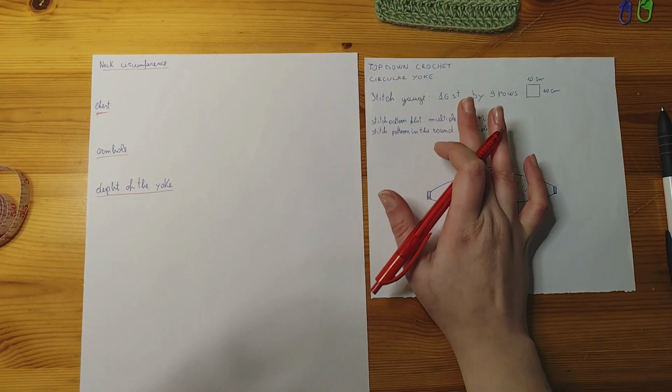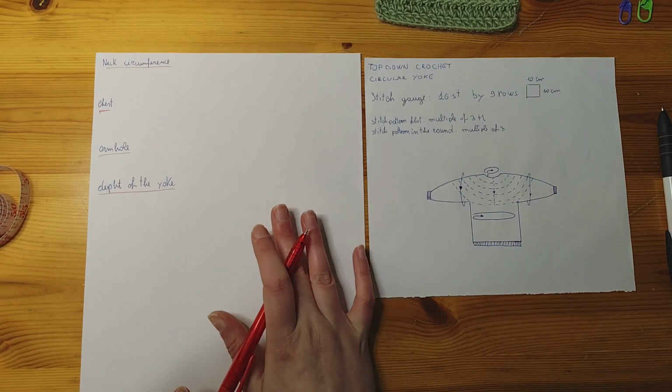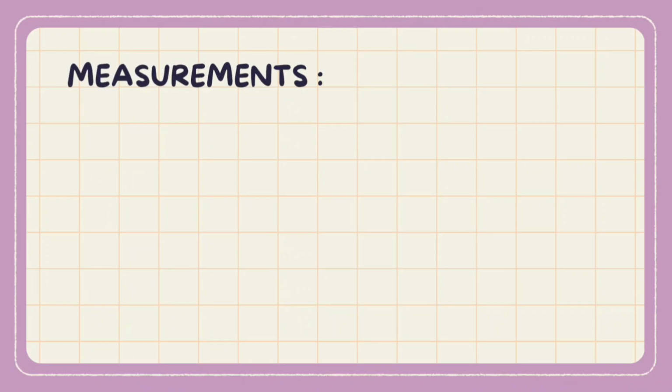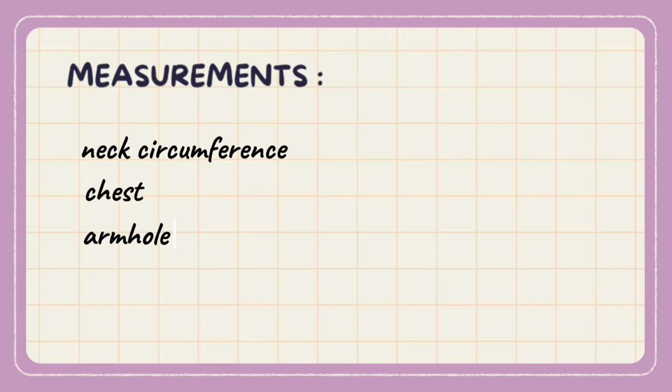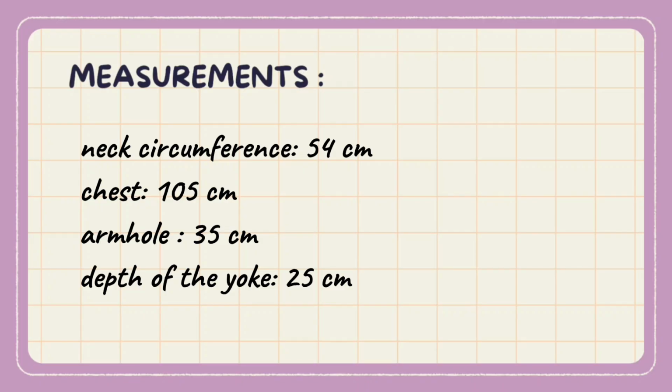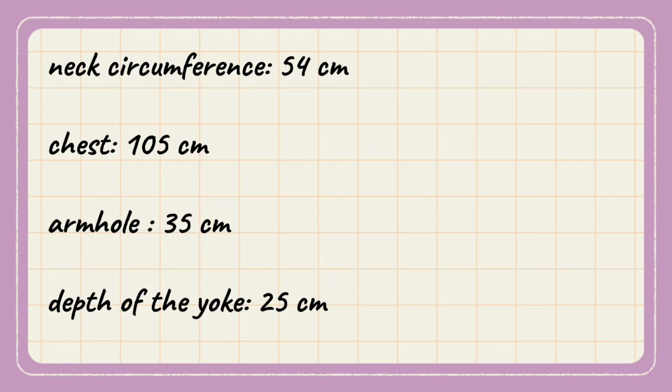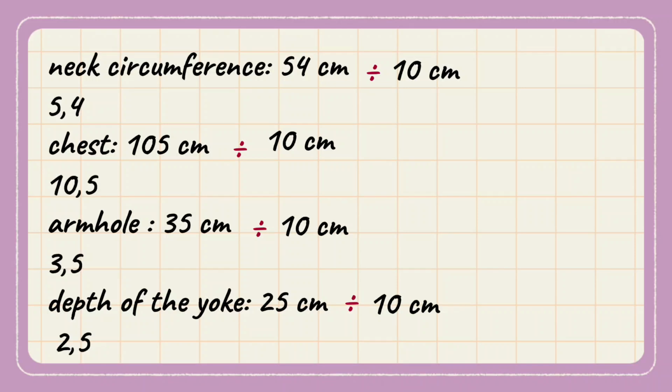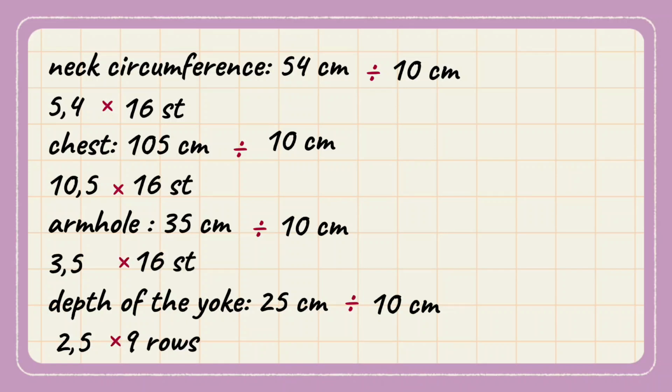Once we have our gauge, we can take the measurements and calculate our stitches. The measurements that we need are the neck circumference, the chest, the armhole, and the depth of the yoke. These are my measurements. They're going to be for a size large. The first step to calculate our stitches is to divide our measurement by 10 centimeters. Then we're going to multiply the first 3 measurements by the number of stitches we have in 10 centimeters, that's 16 for me, and the last one by the number of rows we have in 10 centimeters, that's 9.